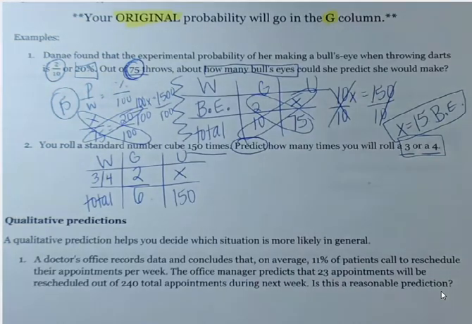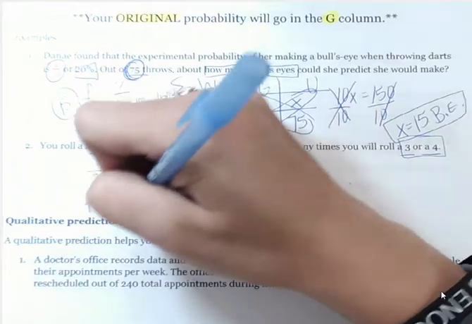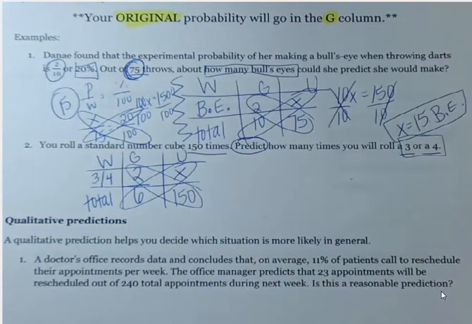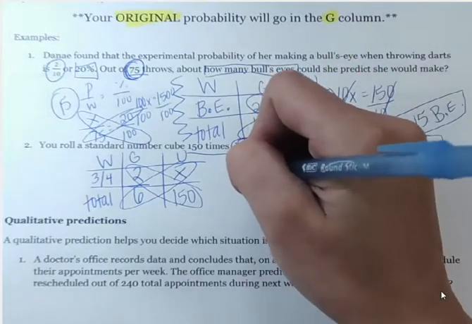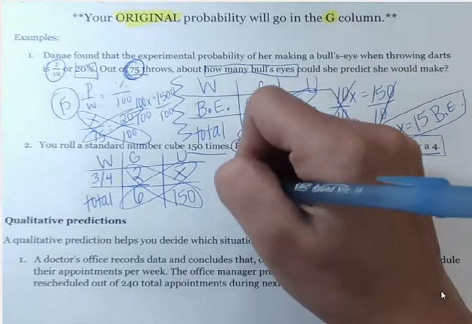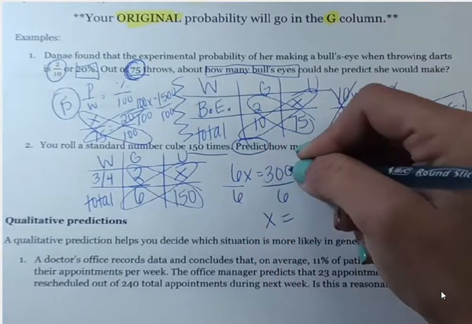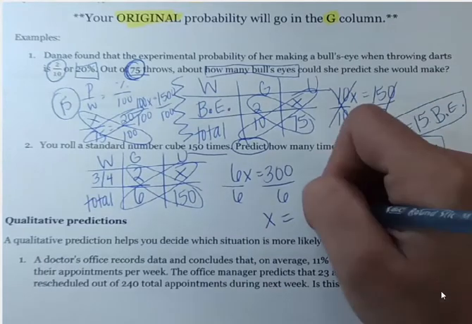You can cross multiply, because we're not given a percent this time. That's why we're using a WGU. 6 times x is 6x. 2 times 150 is 300. Divide by 6, divide by 6. X is equal to 300 divided by 6, which is 50 times.